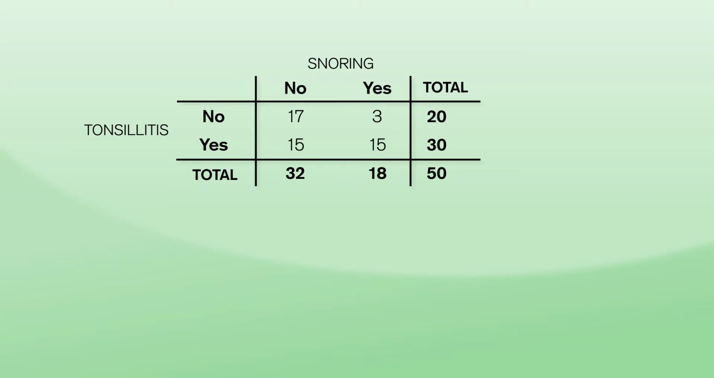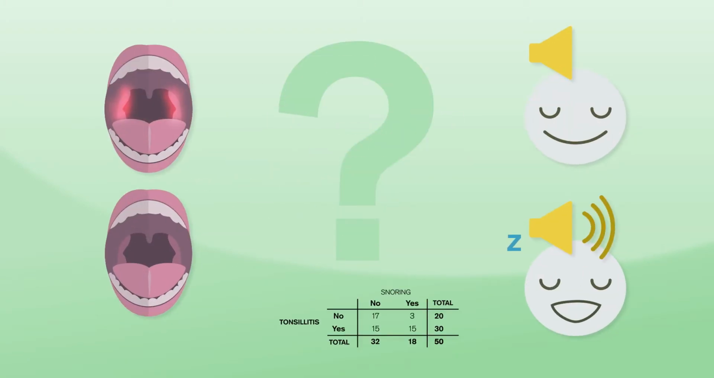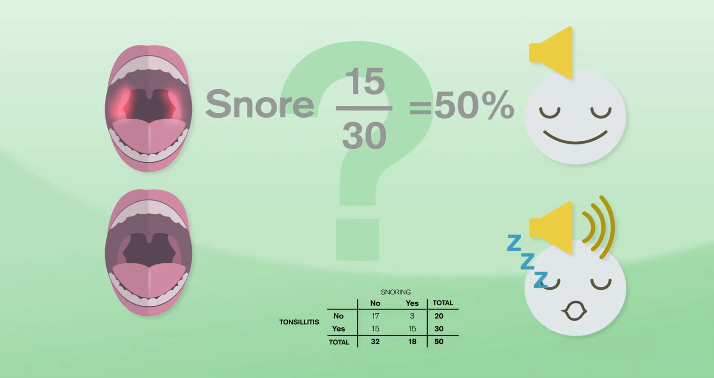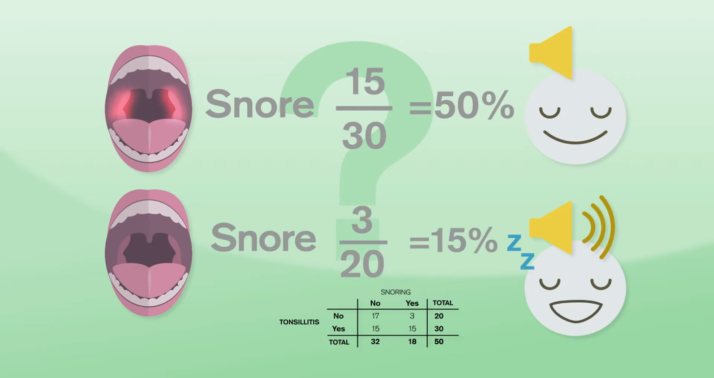Since we have different numbers of children in our study with and without tonsillitis, we consider the relative frequency through row percentages. Out of the 30 children with tonsillitis, 15 children, or 50%, snore. So 50% of those with tonsillitis do snore. What percentage of those without tonsillitis do snore? It's 3/20, or 15%. It is now much easier to compare the prevalence of snoring between those with and without tonsillitis. 50% of those with tonsillitis do snore, whilst only 15% of those without tonsillitis also snore. So it appears that those with tonsillitis may be more likely to snore, or that tonsillitis is related to snoring.